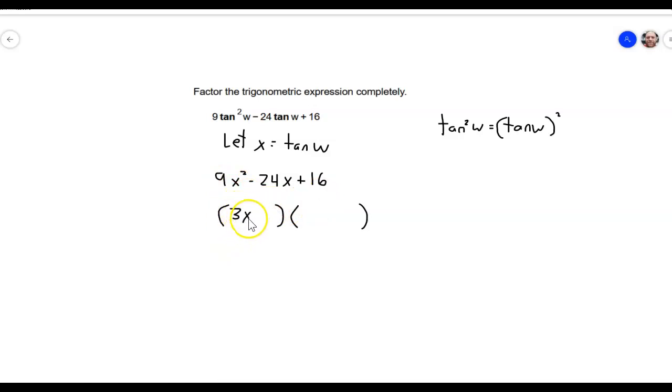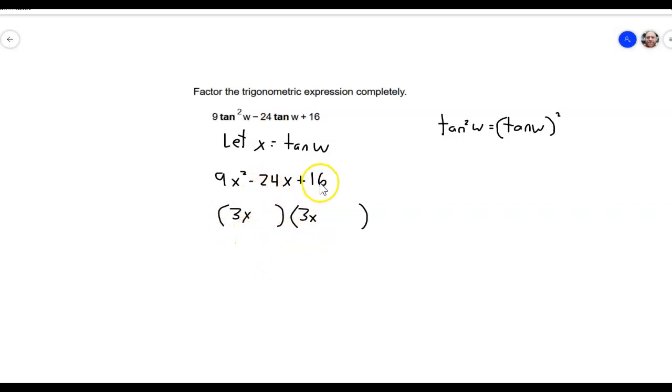So if I start with a 3x and a 3x, and remember, since the last term is positive and the middle term is negative, that means I'm going to have both of these terms be negative, because a negative times a negative gives me a positive, and a negative plus a negative will give me a negative. So I'm looking for two terms that when multiplied together give me a 16, but when added together with these first two terms are going to give me a 24.